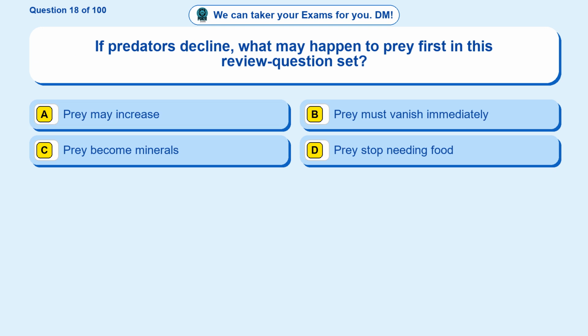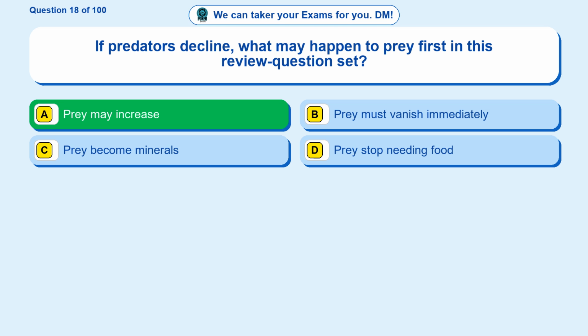Question 18. If predators decline, what may happen to prey first in this review question set? Option A. Prey may increase. Option B. Prey must vanish immediately. Option C. Prey become minerals. Option D. Prey stop needing food.